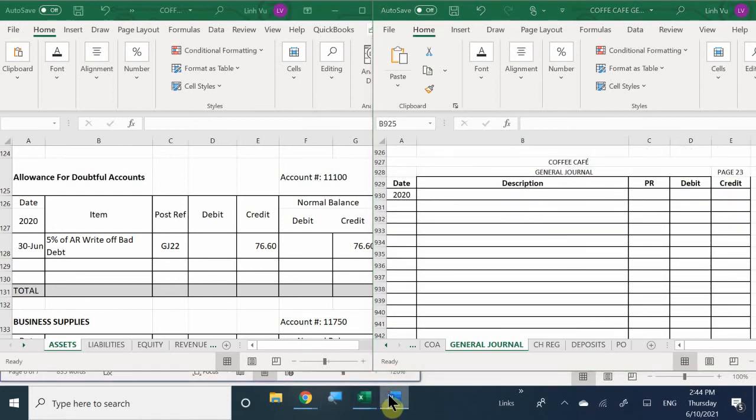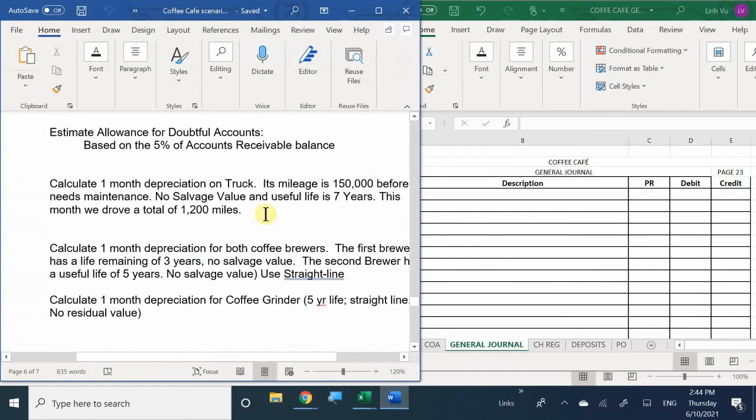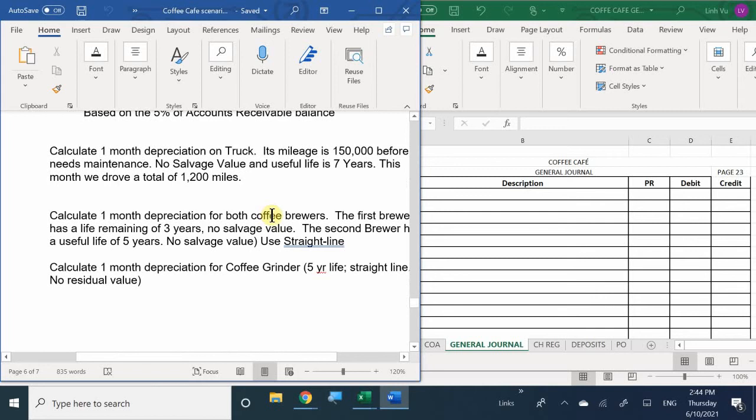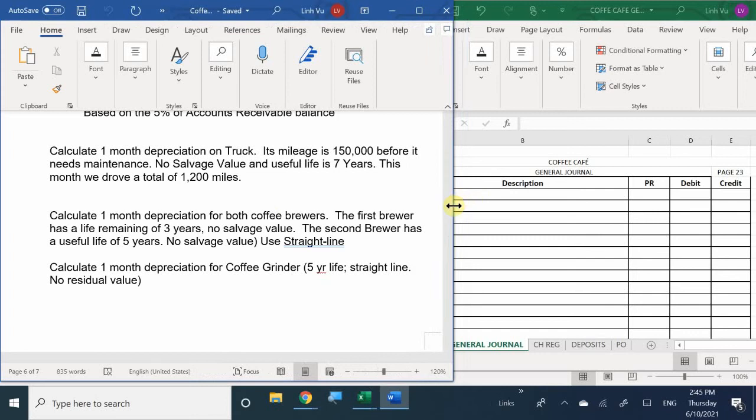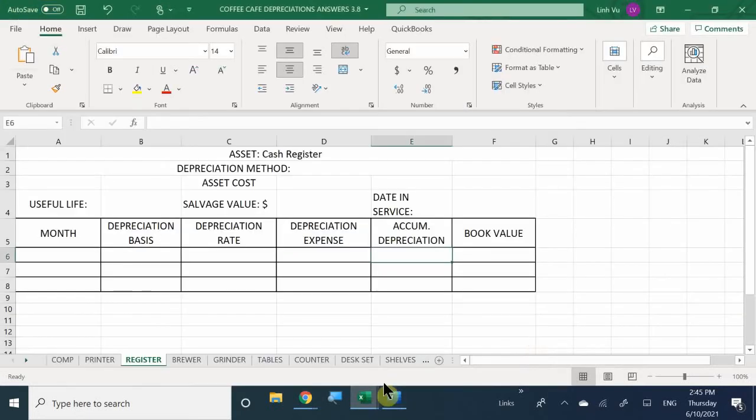What else has happened next? Looks like we're going to do depreciation, so we're going to depreciate the truck. All right, so as I mentioned in there, we will be using the depreciation table. So take those out. Here are my depreciation tables. I have one for every single asset that exists in our chart of accounts.